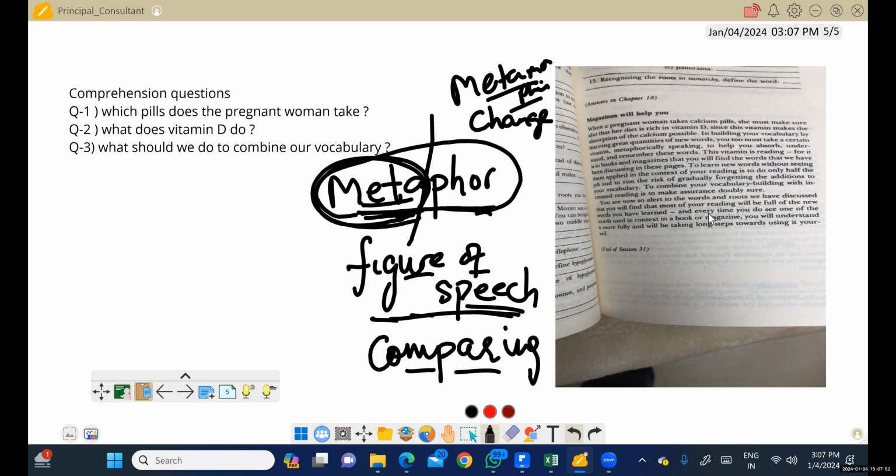So meta is transfer. Whenever you come across this word, meta, like your Facebook, the new name is Meta. In geography, you will come across metamorphic rocks. So wherever you see this word meta, it means it's talking about some change, change from one thing to another. It's talking about a transfer. So this is a figure of speech. Fine.